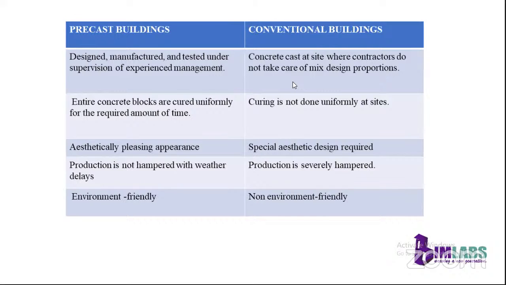So the entire concrete blocks are cured uniformly for the required amount of time in the precast building method, and for the conventional method, curing is not done uniformly at site. So there will be issues due to the imperfect curing. And next is aesthetically pleasing appearance. It can be very easily attained in the precast building methods, but it requires special aesthetic design in the case of conventional buildings.